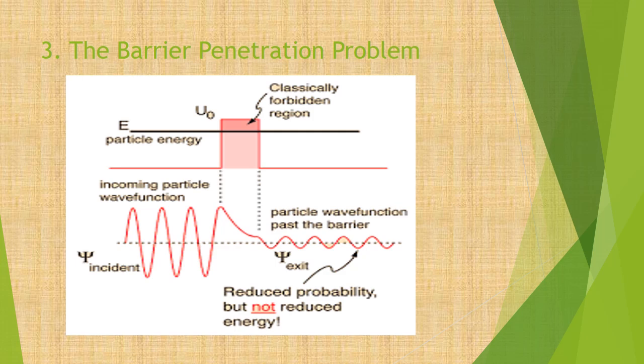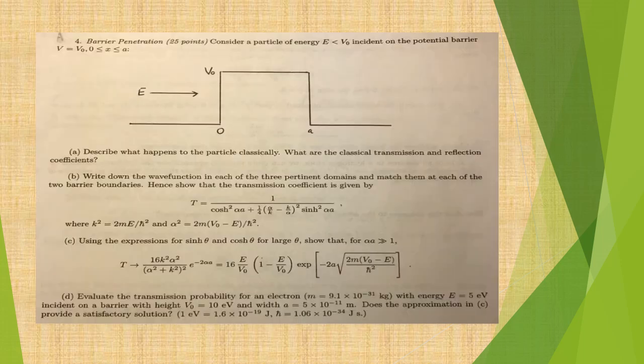Here transmittance T is equal to C square by A square, and reflectance will be B square by A square. So transmittance T is equal to 16 into E by V into 1 minus E by V, exponential minus 2L by h by 2 pi root of 2m into V minus E. So this is the formula for the barrier penetration problem.